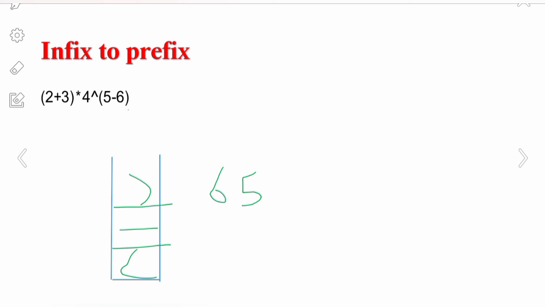parenthesis. So now we will pop the minus element out of the stack. Okay, so then it will result like this, 6, 5 minus. Okay, so after popping it out, we will get the empty stack again. So now we will go with the next one. Next one is the exponent operator. Okay, so next is the 4.